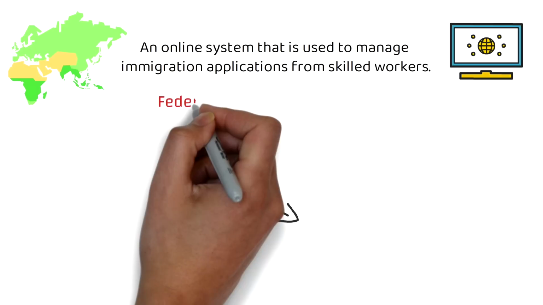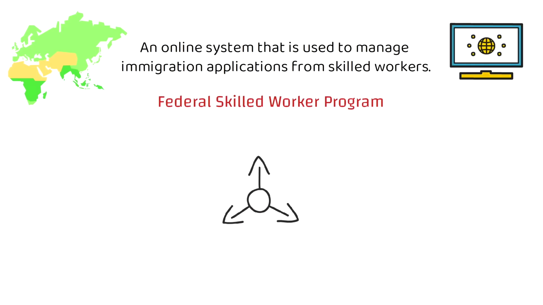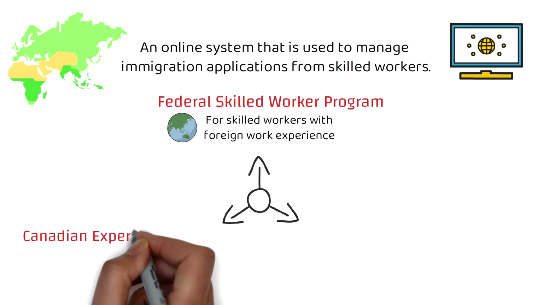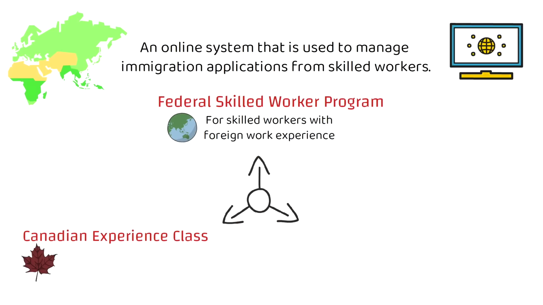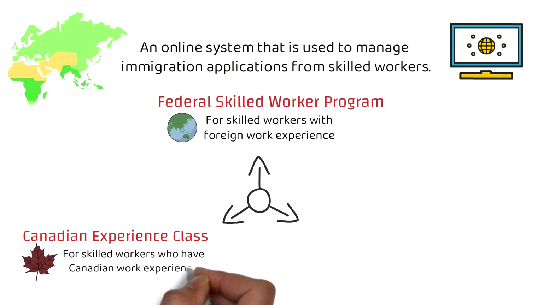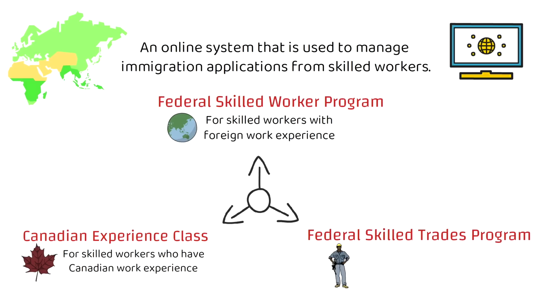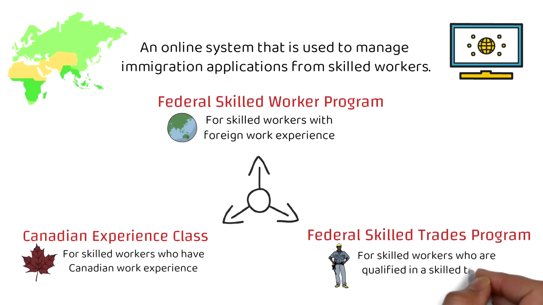Now, there are 3 different programs. The first one is the Federal Skilled Worker Program, which is for the skilled workers with foreign work experience. Then there's Canadian Experience Class, which is for the skilled workers who have Canadian work experience. Then we have Federal Skilled Trades Program, which is for the skilled workers who are qualified in a skilled trade, let's say carpenter, plumber, all of those people. But I believe most of my viewers would be from the Federal Skilled Worker Program or the Canadian Experience Class. As I told you before, you need not have any Canadian work experience to be eligible for this program.